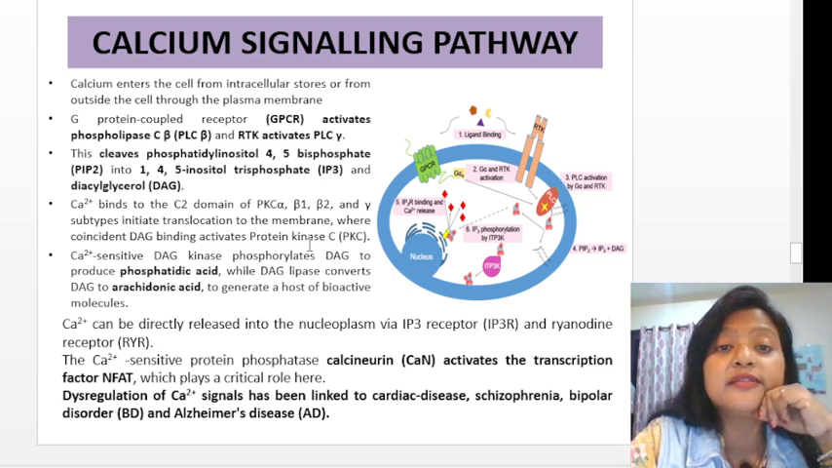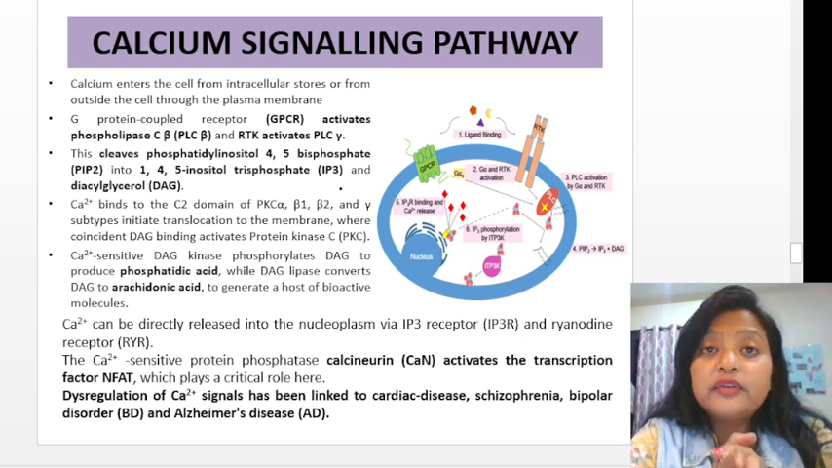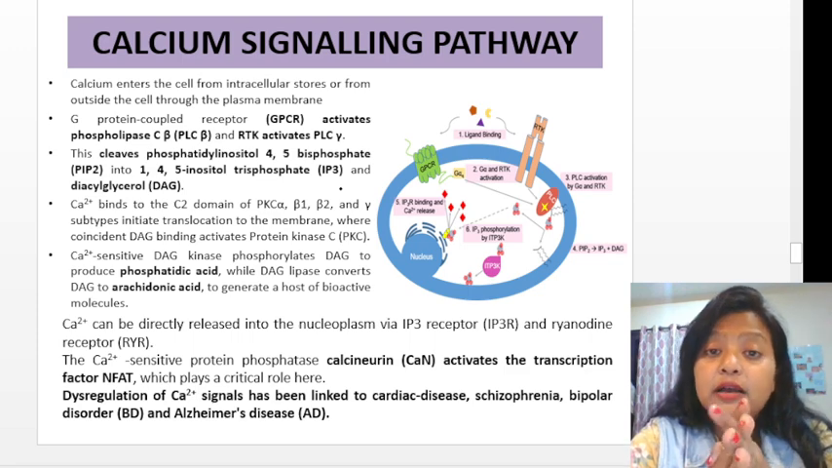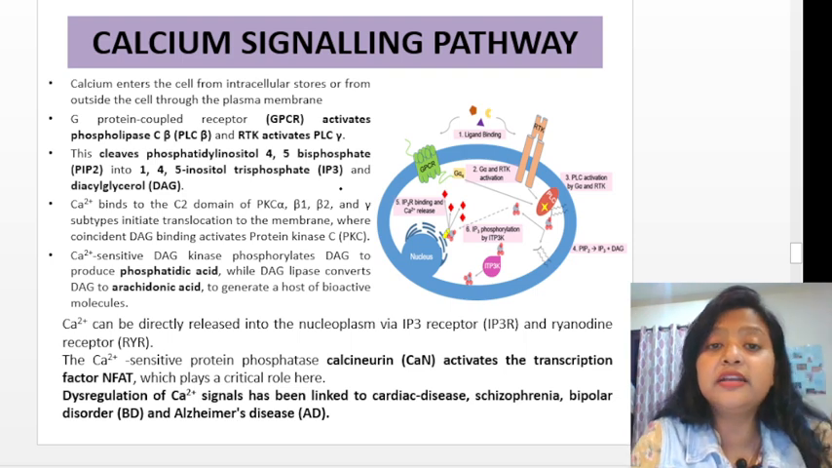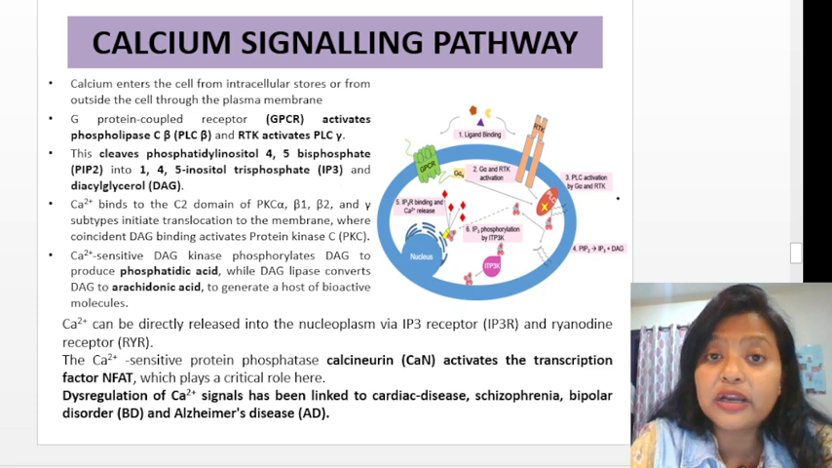So in this one what happens is that calcium cell के बाहर में present होता है. From outside this calcium will enter the plasma membrane. Okay, then what happens? This G protein coupled receptors, they will activate the phospholipase C beta, PLC beta, and RTK will activate the PLC. Already explained to you कि RTK क्या करेगा? PLC को activate करेगा. GPCR will activate the PLC beta, and RTK will activate the PLC gamma.